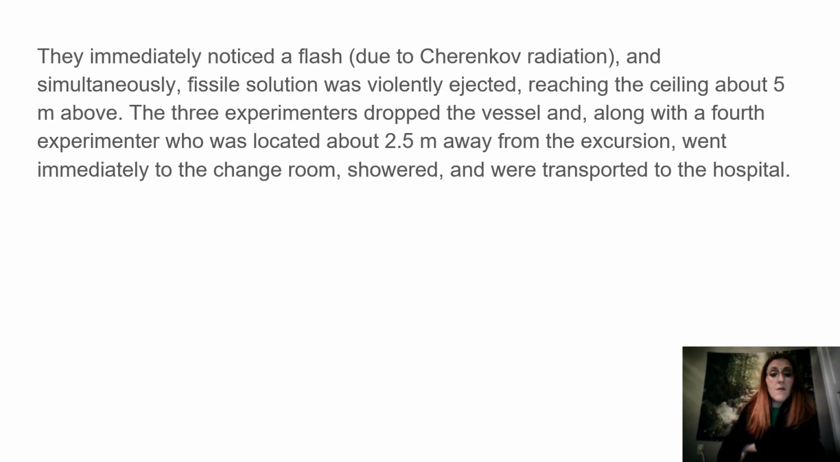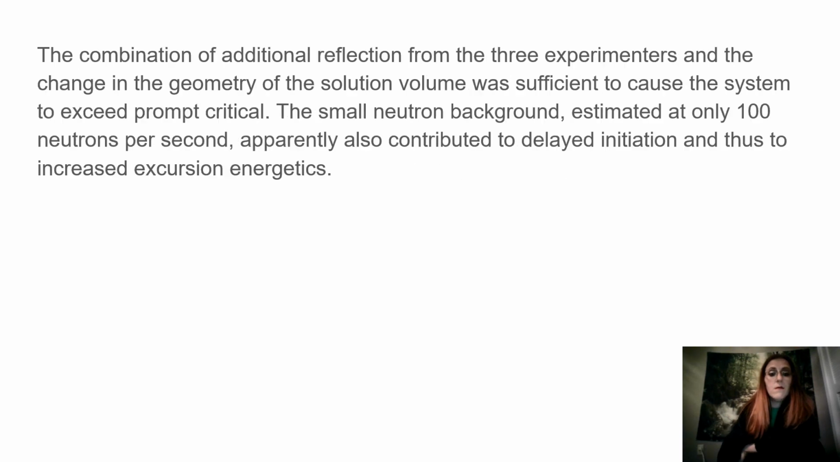They immediately noticed a flash, due to Cherenkov radiation, and simultaneously fissile solution was violently ejected, reaching the ceiling about 5 meters above. The 3 experimenters dropped the vessel and, along with a 4th experimenter, who was located about 2.5 meters away from the excursion, went immediately to the change room, showered, and were transported to the hospital. The combination of additional reflection from the 3 experimenters and the change in geometry of the solution volume was sufficient to cause the system to exceed prompt critical.